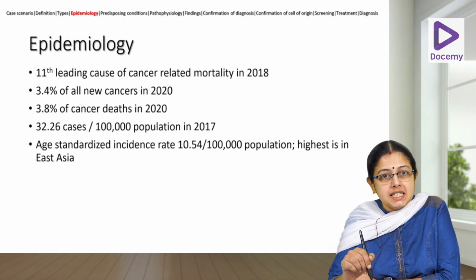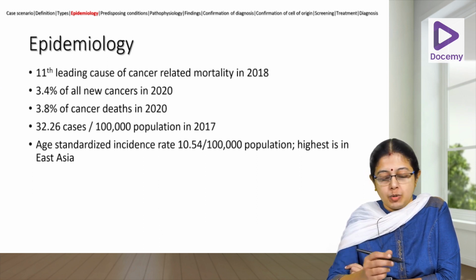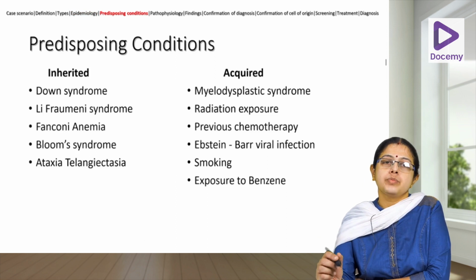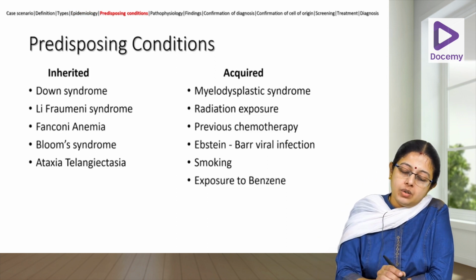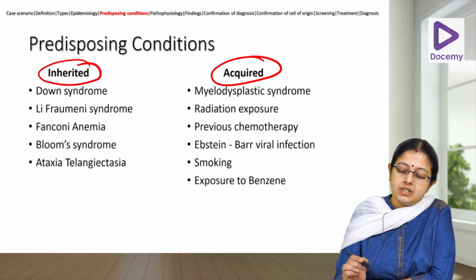The age-standardized incidence rate is the highest in the East Asia region, where you have 10 people affected per 1 lakh population. Now coming to the predisposing conditions, you have the inherited predisposing conditions and acquired ones.